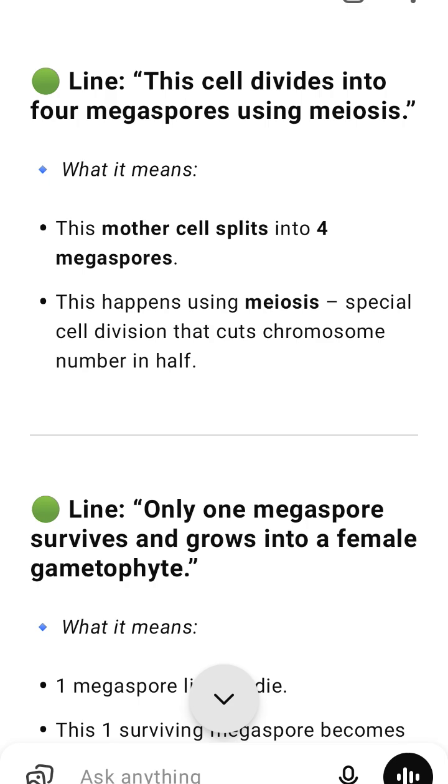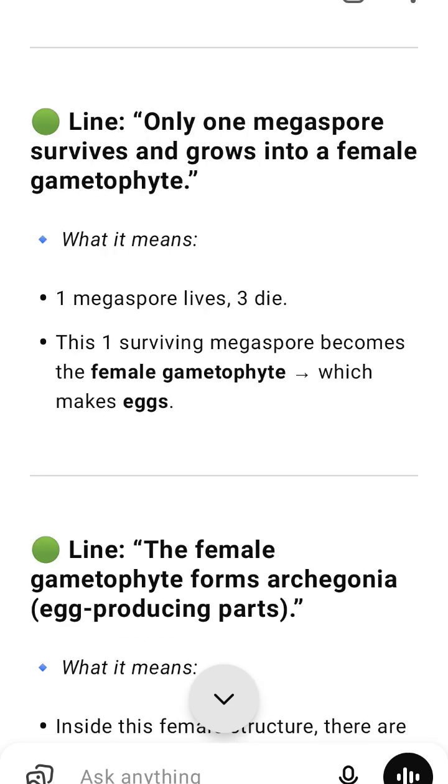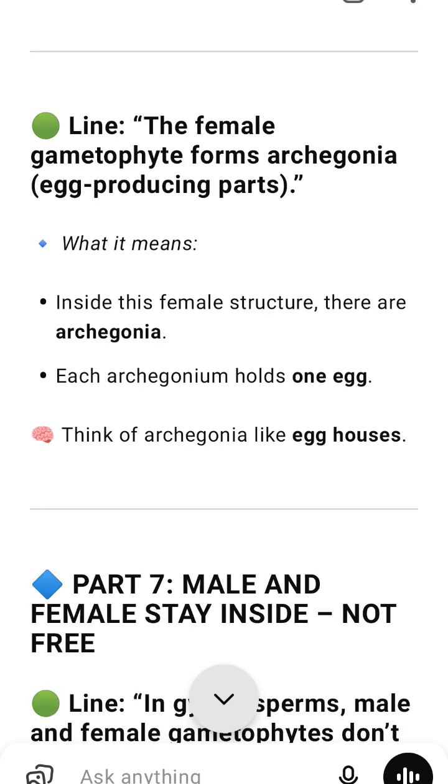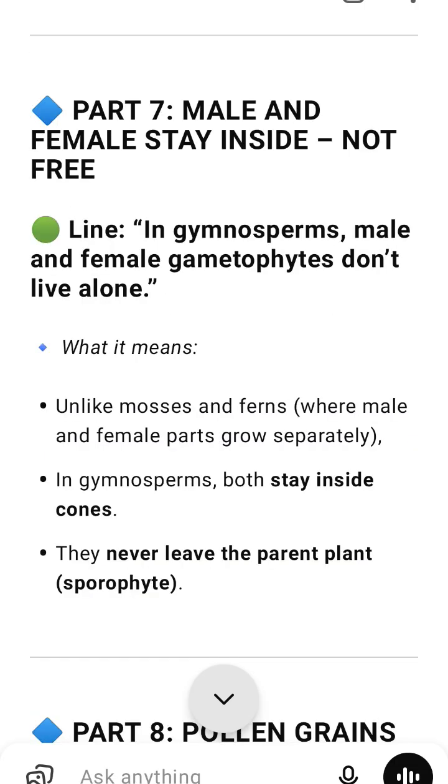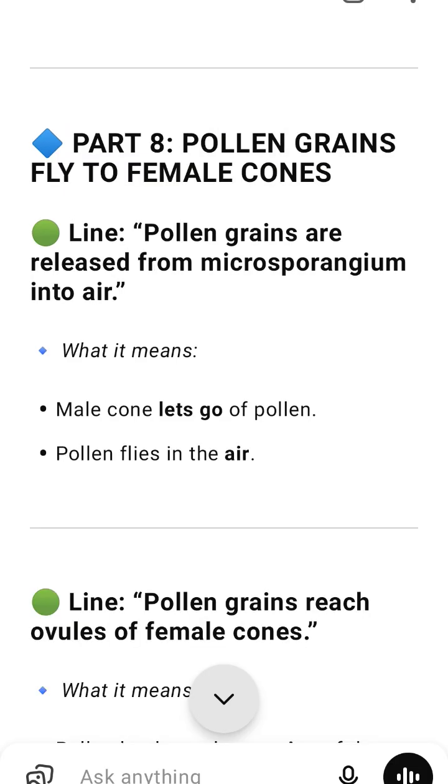5. Pollen grains travel to the female cone. Pollen grains fly in air from the male cone and land on the opening of the ovule, called micropyle. They grow a pollen tube that carries sperm cells into the ovule. 6. Fertilization happens. The sperm cell fuses with the egg inside the archegonium.